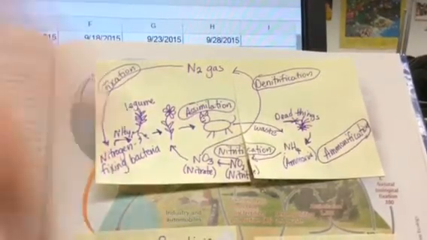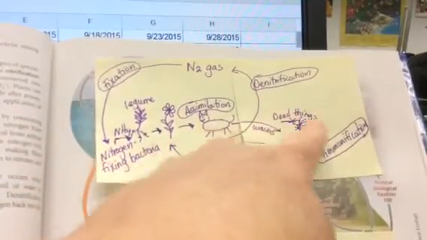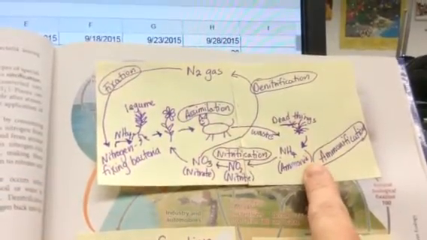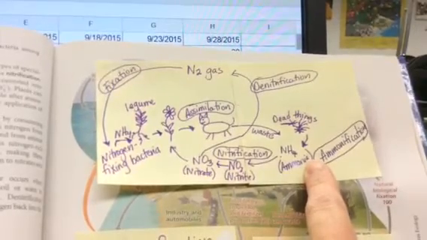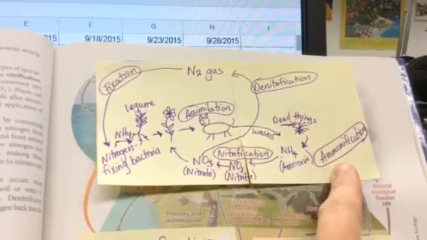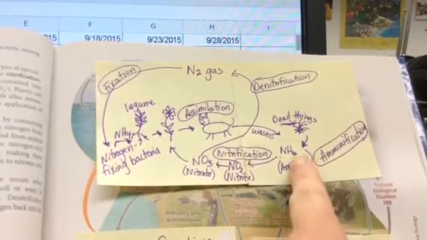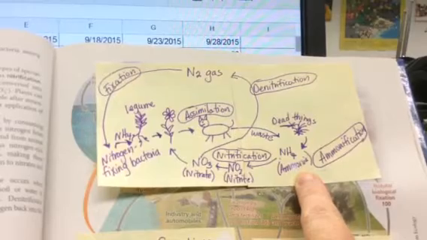Okay, so then we have waste, poop, and also things when they die. Waste and dead things contain ammonia, and so basically the decomposition process is called ammonification. It turns waste into ammonia.